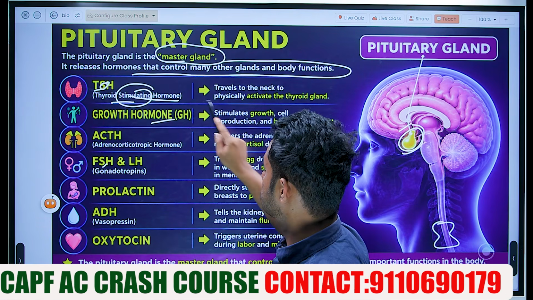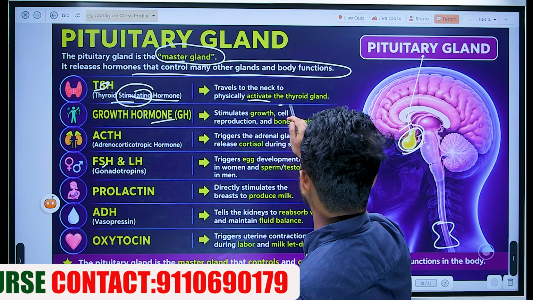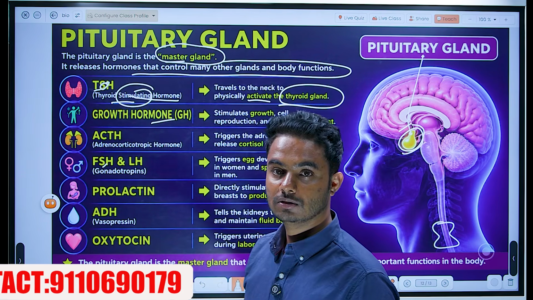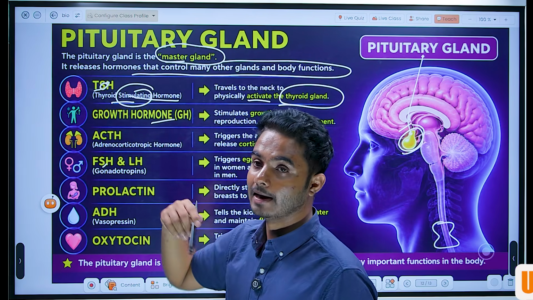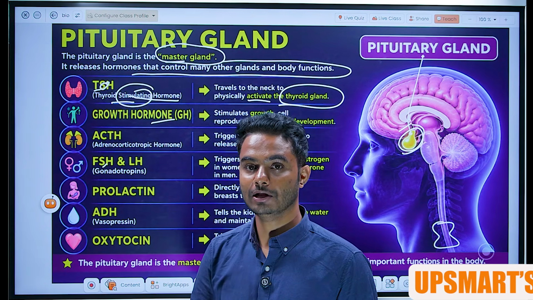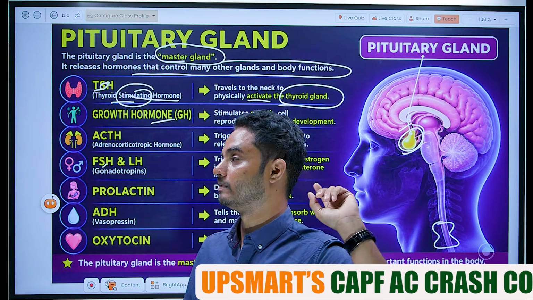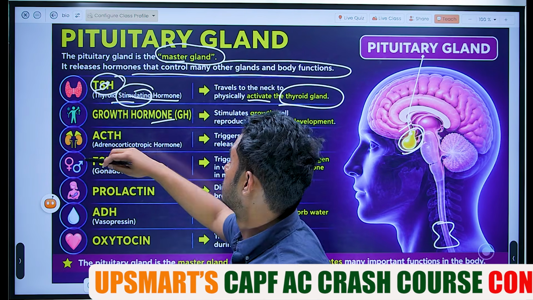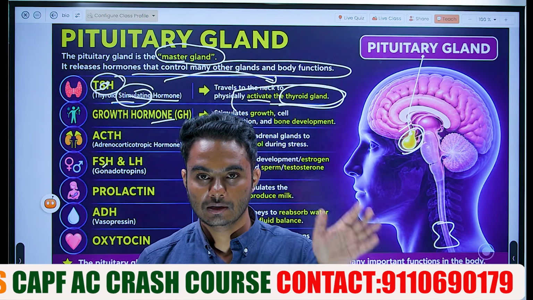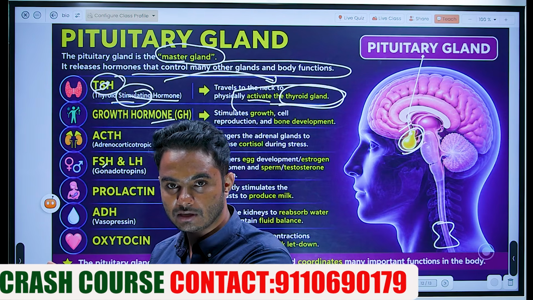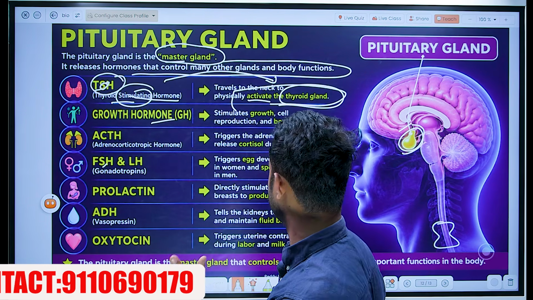Next is TSH, thyroid stimulating hormone. T means thyroid. It travels to the neck to activate the thyroid gland, because TIH released by the hypothalamus told the pituitary gland to activate the thyroid gland. The pituitary gland releases another hormone in response to TIH released by the hypothalamus. The other hormone is named TSH. It travels through the blood to the neck and activates the thyroid gland. TIH goes to the pituitary gland, and the pituitary releases TSH, which activates the thyroid gland. Easy, right? Not very difficult.